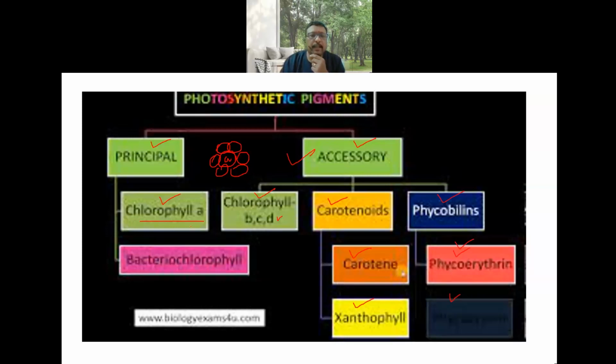So chlorophyll A is the main pigment, whereas in microorganisms like photosynthetic bacteria, the primary pigment is bacterial chlorophyll. Okay.